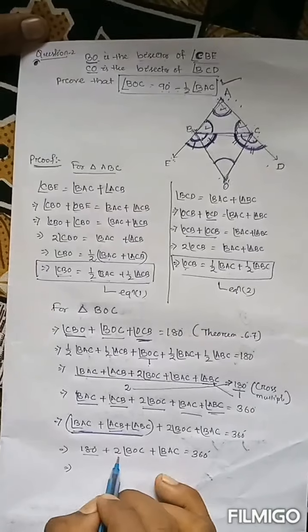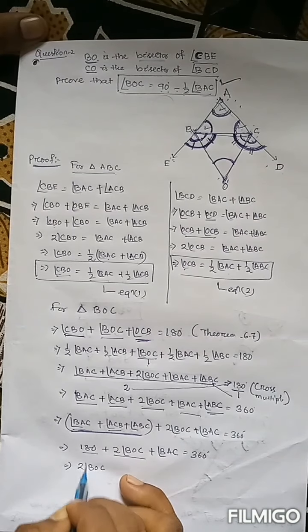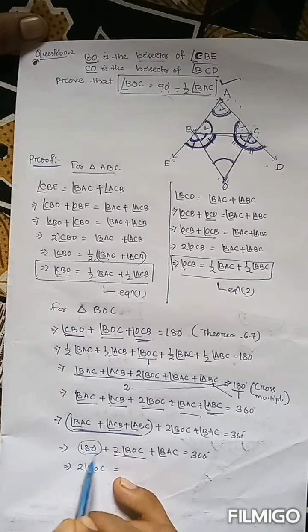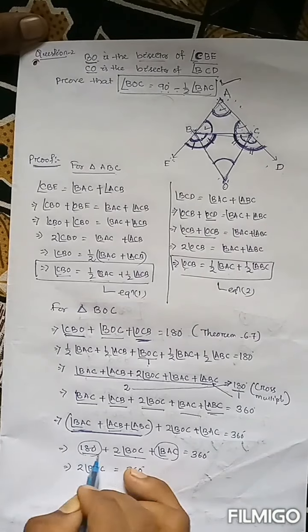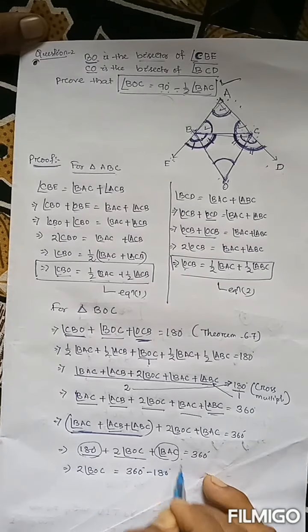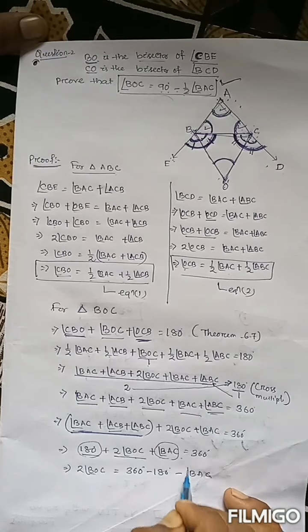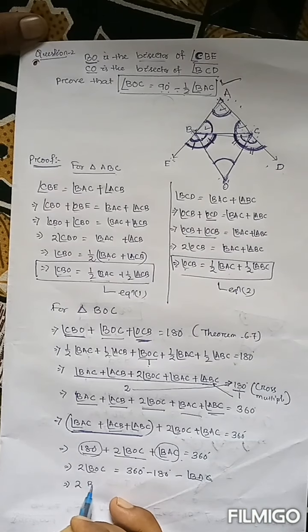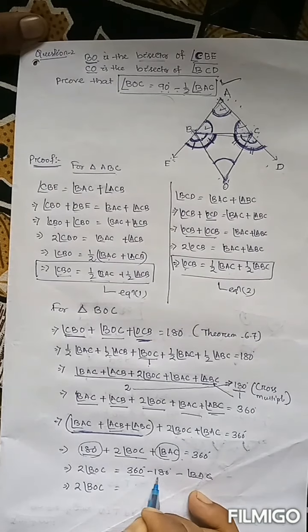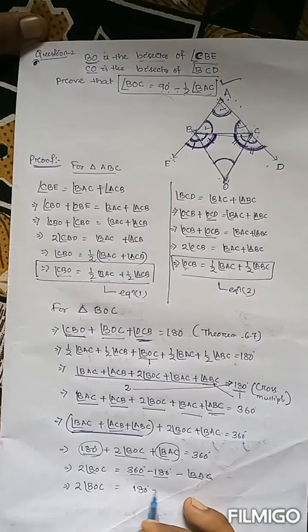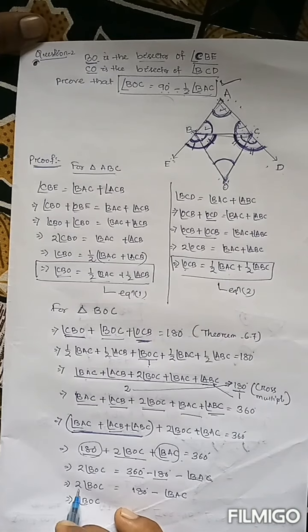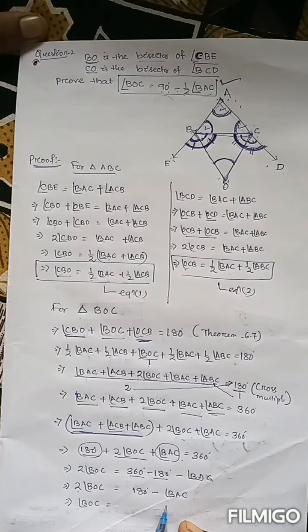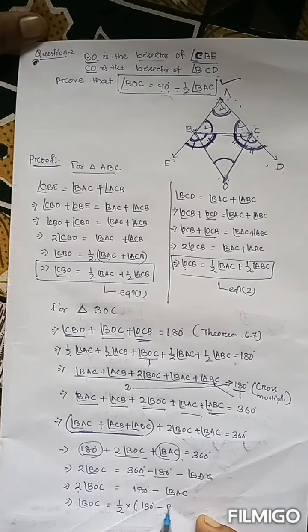Now 2 times BOC is taken to the left hand side, then the other 2 terms should be written on the right hand side. So it will be 180 degrees with a minus sign and BSC will be minus BSC because they are taken to the right hand side. So we get 2 times BOC is equal to 360 minus 180, that is 180 minus BSC. Okay, so when this 2 goes to the right hand side, then it will be divided. Yes or no? Yes. Or you can write half of 180 degrees minus BSC.